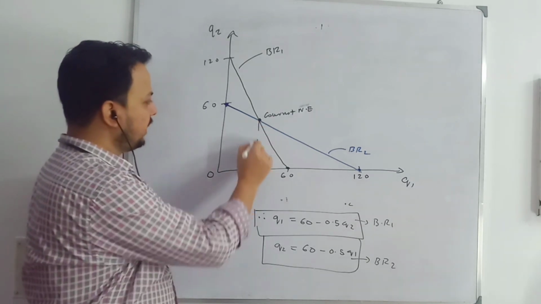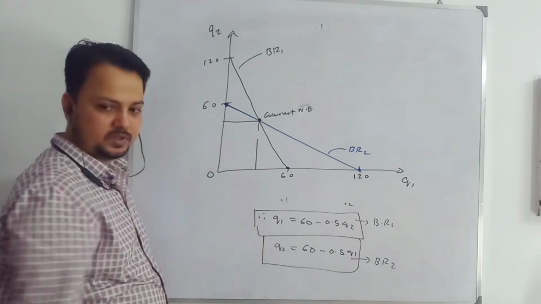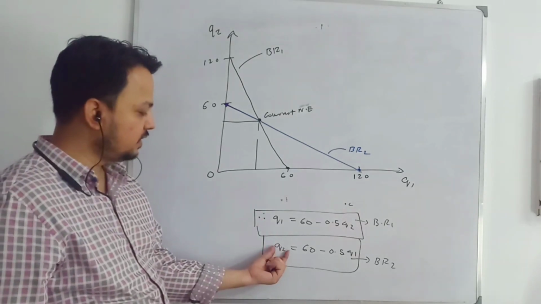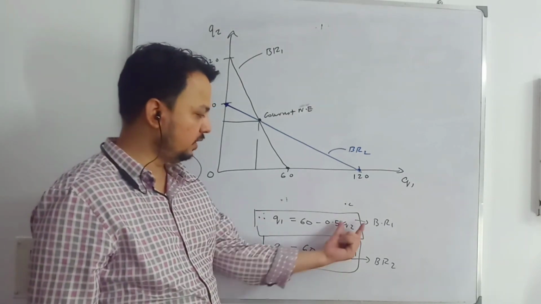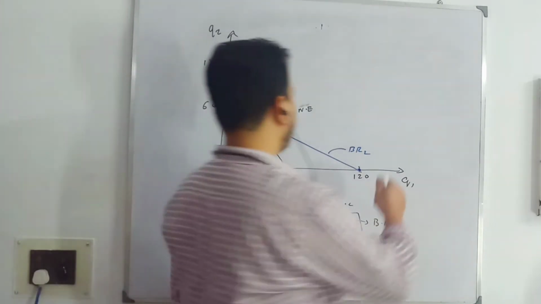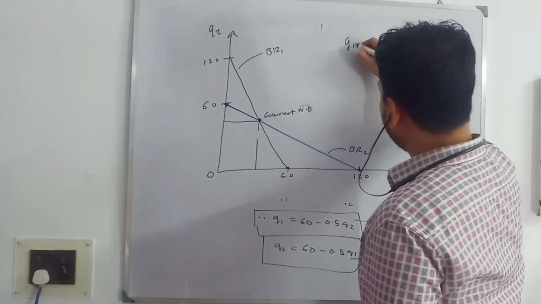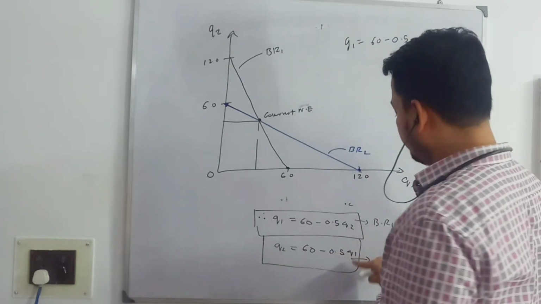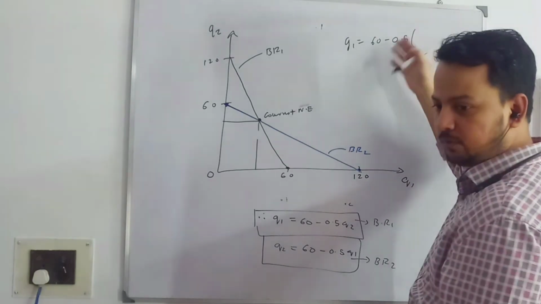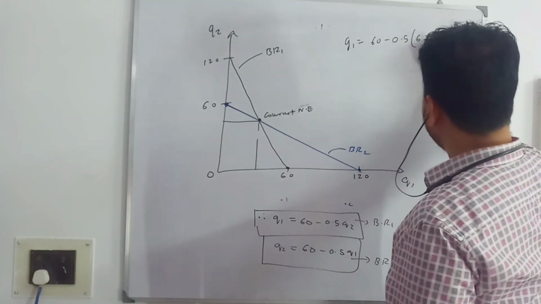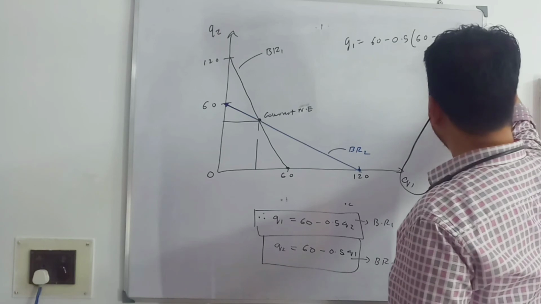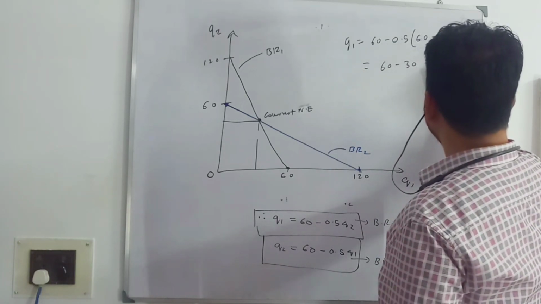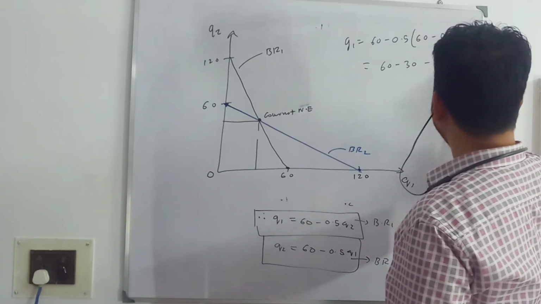So here we will get the output level that we have to derive from the response functions. We have to solve these equations simultaneously. So I am substituting the Q2 equation here, then I will get the value of Q1. So Q1 equal to 60 minus 0.5, and in place of Q2 I am writing this equation. That means I am solving both equations simultaneously. 60 minus 0.5 Q1. So this will be 60 minus 30 plus 0.25 Q1.